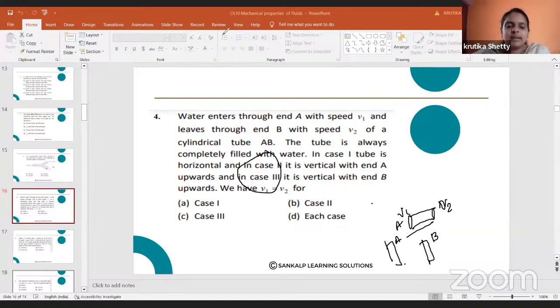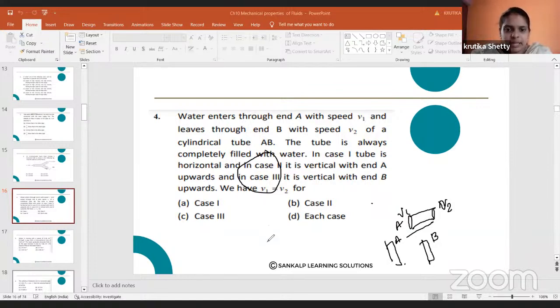It is again based on the equation of continuity. See the equation of continuity. Anybody knows the answer? Did you understand the question? We have the pipe A and B with velocity V1 and V2. We place it horizontally, one side and the other side like this. Then in one case A is on the top, and in another case B is on the top. It is option D. Why?